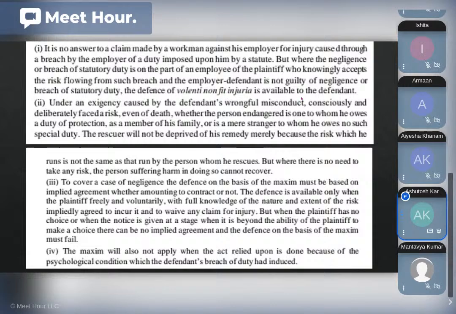So did anyone have any doubt regarding this point? It is an exception to this maxim कि voluntary non-fit injury is a defense available to the defendant.